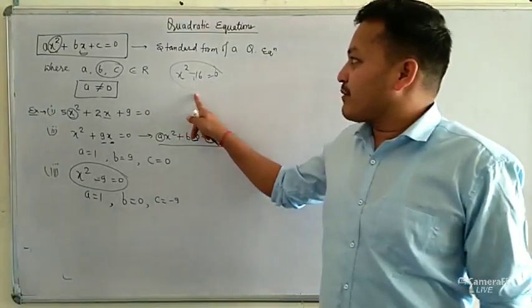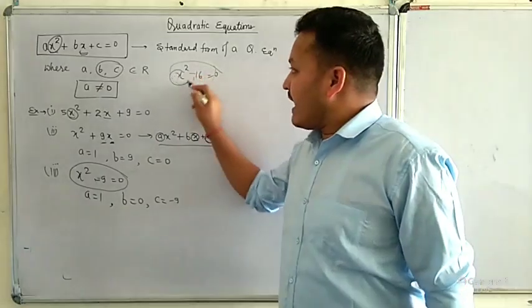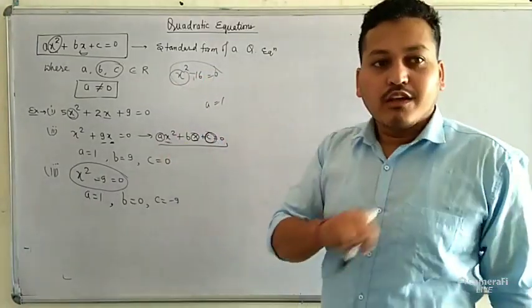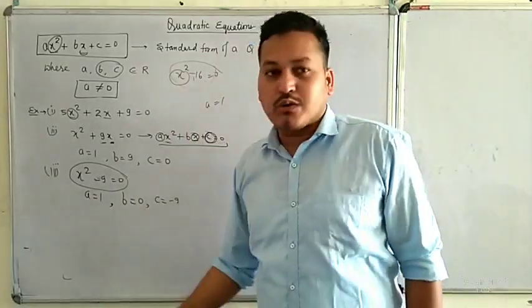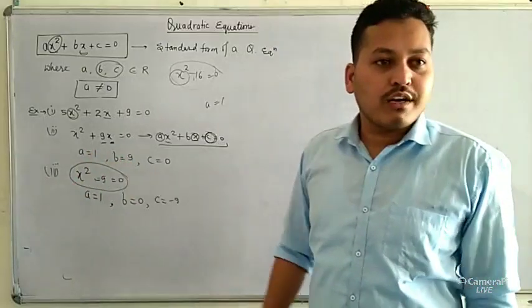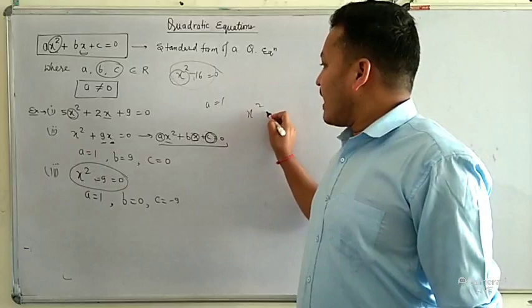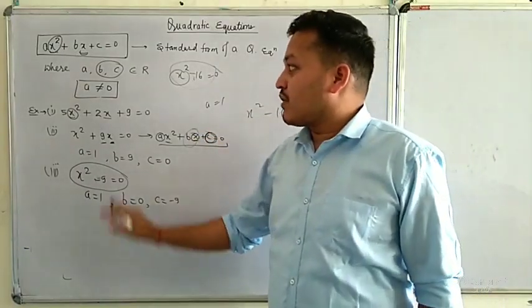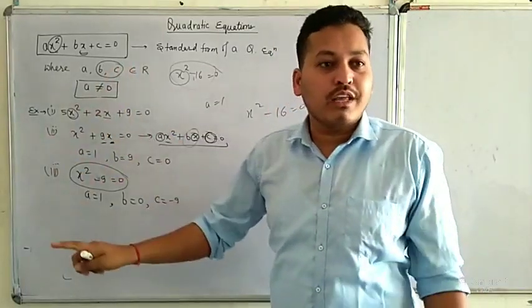When we compare this equation with ax square plus bx plus c, what is a? a is equal to 1, the coefficient of x square. So a is equal to 1 means a does not equal 0. So when a does not equal 0, the equation is a quadratic equation. Here a is 1, so x square minus 16 is equal to 0, and b is equal to 0. But according to the condition, there is no problem with b and c; a should not be 0.